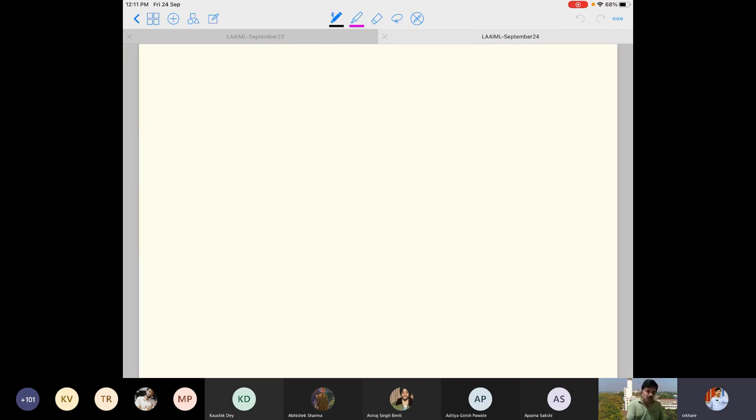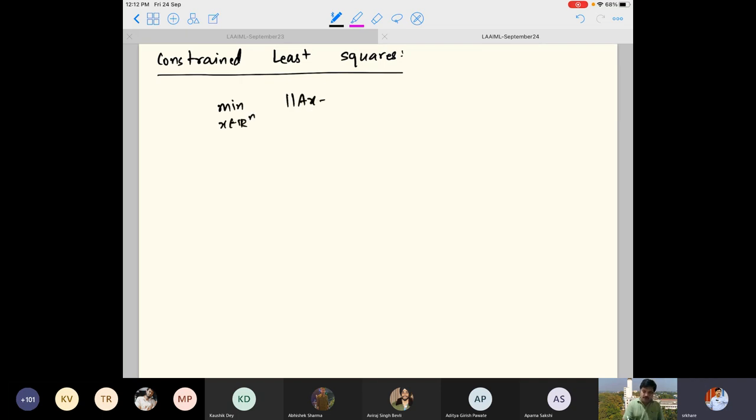And there is another topic that I want to cover, that is constrained least squares. So typically what is happening in a constrained least squares problem? You have the least squares problem, minimize norm of Ax minus b whole square, that is what we are minimizing, subject to the constraint that Cx is equal to d. Okay, there is a constraint now. x is a variable that we want to find.